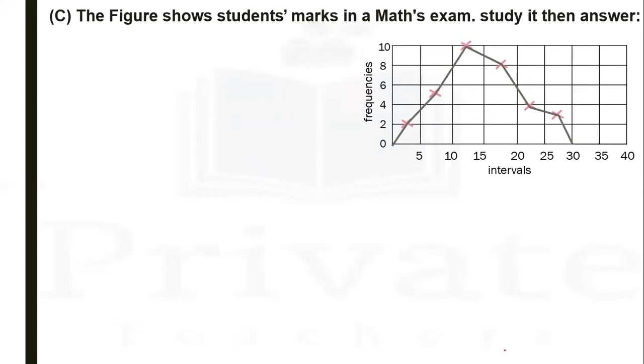Then number C, the figure shows the students' marks in a math exam. Study it and then answer. So another figure is shown here. Also, these are the intervals and these are the frequencies. But look, here we plot from 0 to 5, we plot the center of it. This figure we call the frequency polygon.